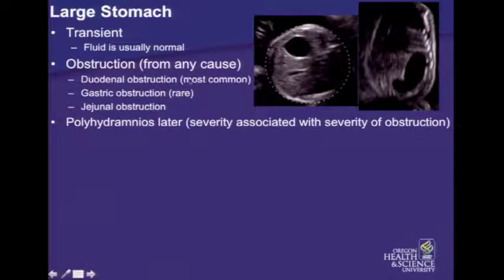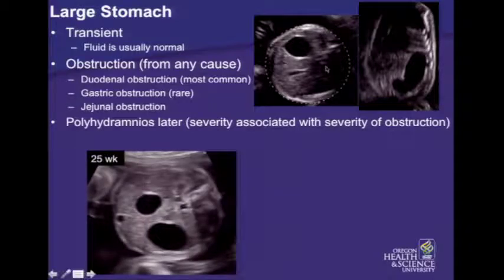Duodenal obstruction is the most common reason that the stomach would be large. Gastric obstruction is actually rare, and then second most common would be jejunal or proximal ileal obstruction. In all the scenarios, polyhydramnios may be a later finding. So the first thing that catches our eye is the fact that the stomach is larger than expected at mid-gestation.